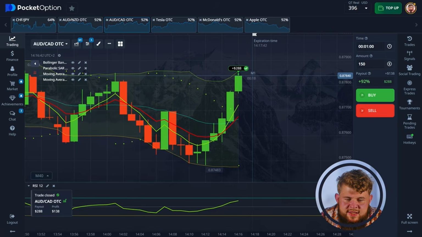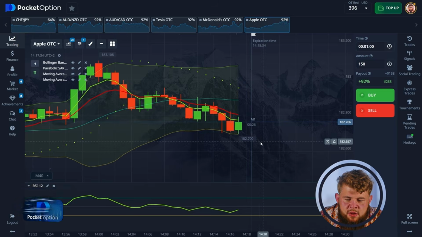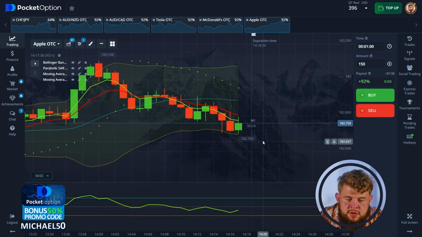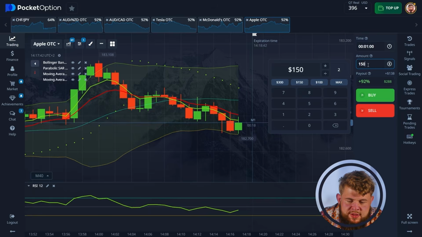So $396 we have on the account right now. Oh yes, this is much better. First of all, we're below 2 moving averages. Secondly, we're staying on the bottom line of the Bollinger bands channel. This is the so-called support line zone. So that's the first moment.